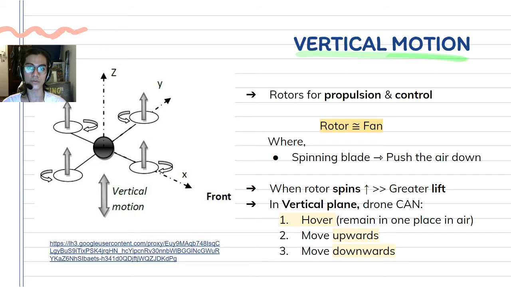Now we move on to vertical motion. Rotors are used for propulsion and control. It is sort of like a fan where the spinning blade pushes the air down, and when a rotor spins, it produces a greater lift. And in the vertical plane, a drone can hover, which is remain in one place in the air and doesn't move. Second one being move upwards, and the third one is moving downwards.